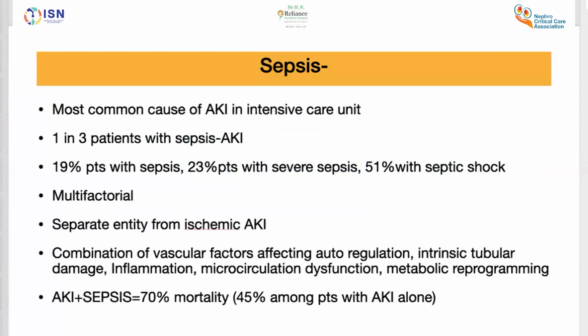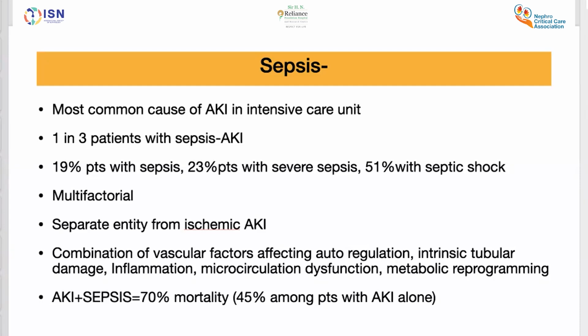The other most common cause of AKI in the ICU is sepsis. One in 3 patients with sepsis are at risk for acute kidney injury, with 19% of patients with sepsis, 23% with severe sepsis, and 51% with septic shock at risk of acute kidney injury.